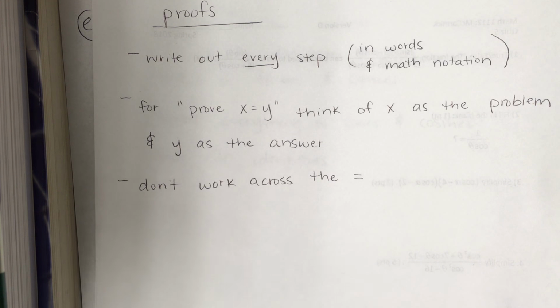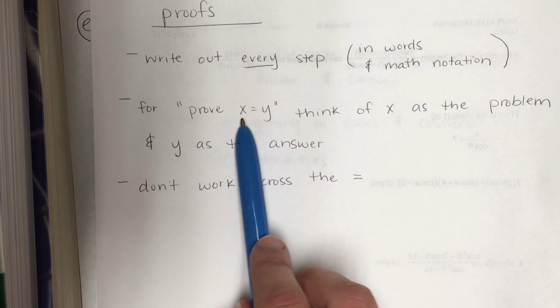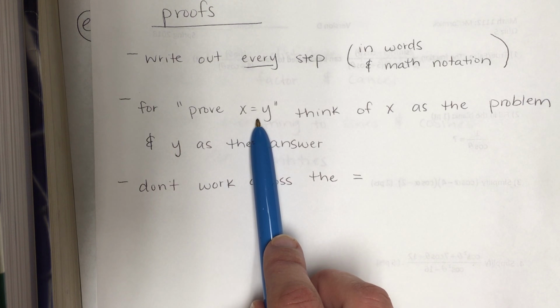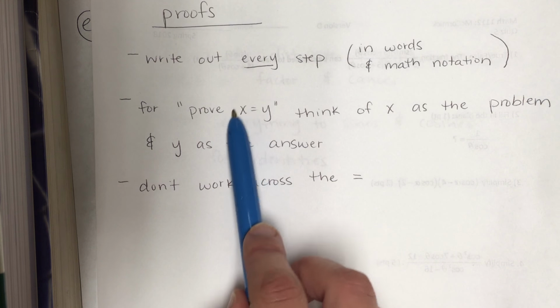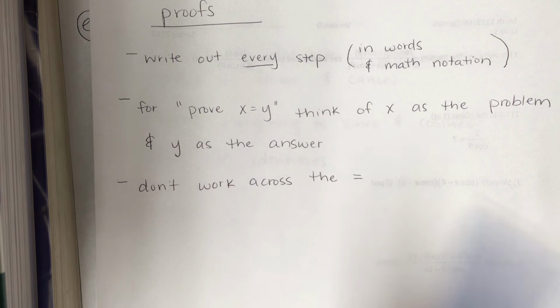Okay, we're continuing on this series of videos on proofs. As a reminder, for proofs, write out every single step in words and in math notation. Whenever you have to prove that something equals something else, don't ever work across this equal sign. Don't add or subtract or divide. Think of it as this is your problem and this is your answer.